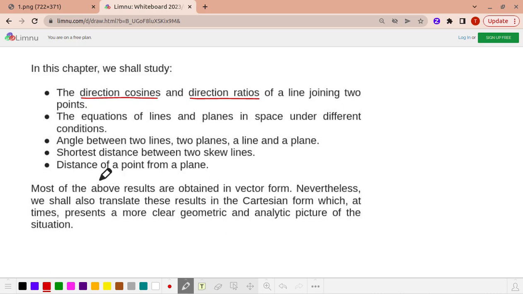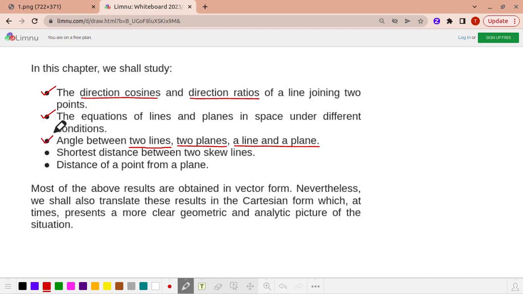Then we will discuss the equation of lines and planes in space, that is in three-dimensional geometry, under different conditions. That is the second one. First one I already said. Then third, we will discuss the angle between two lines, angle between two planes, and the angle between a line and a plane. So there are three types of angles we will be discussing.